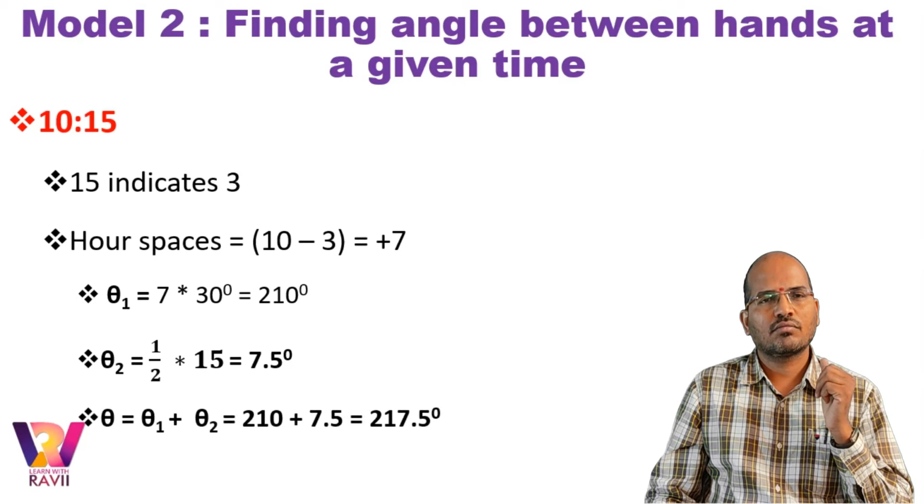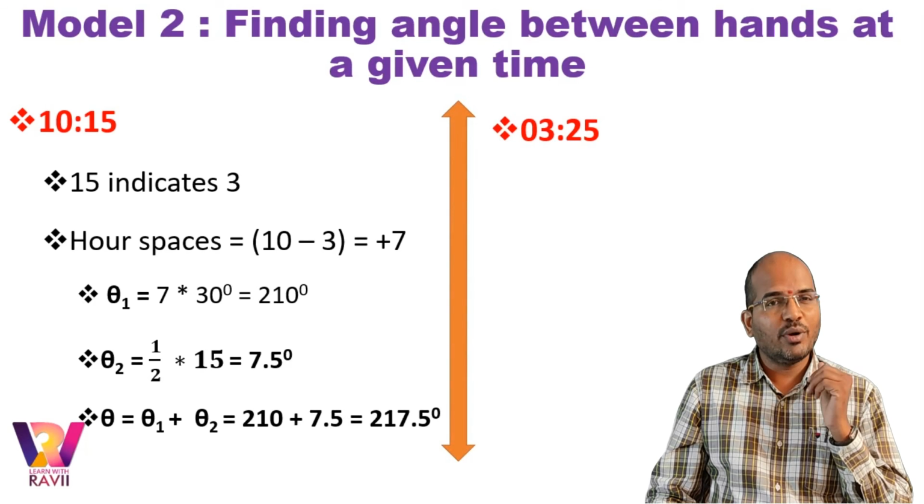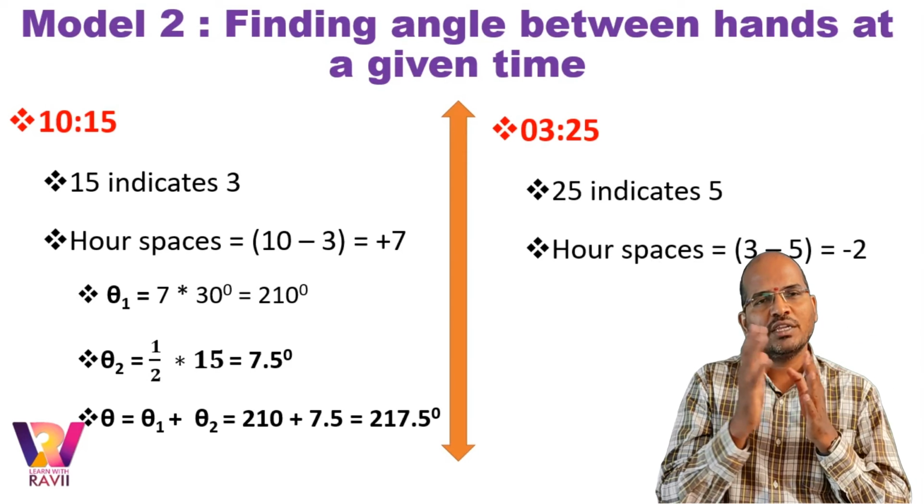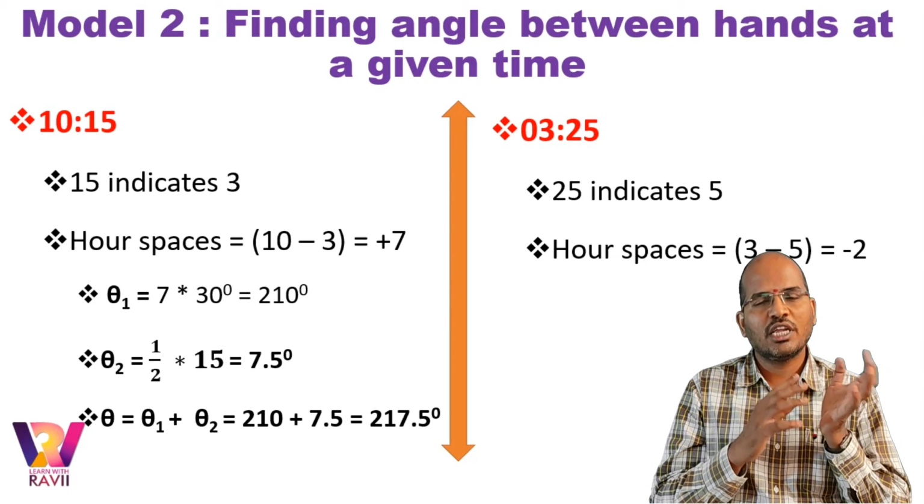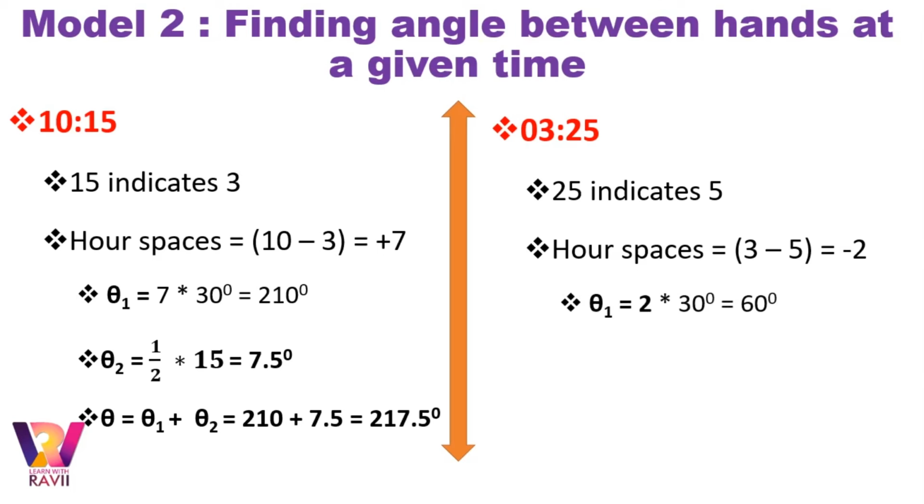which is 217.5. Now to avoid confusion, let me give you one more example. 3:25. 25 indicates 5. Yes. So the hour spaces are 3 minus 5, which is a negative 2. Isn't it? So theta 1 would be 2 times 30, which is 60, and theta 2 would be 25 times half, that is 12.5. Now 60 is one angle, 12.5 is another. The question is, should I add or subtract?